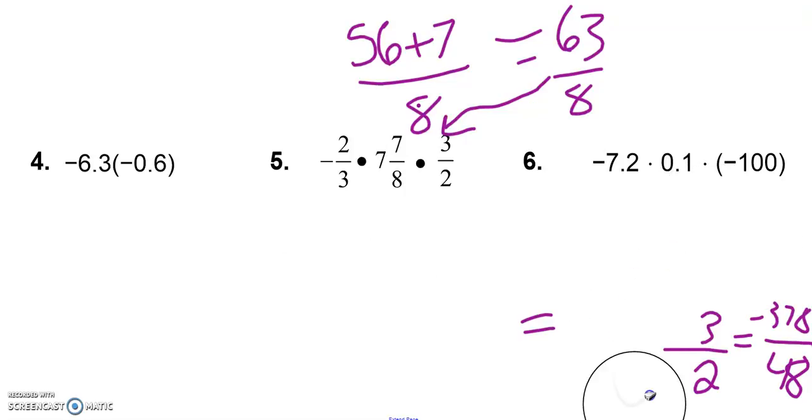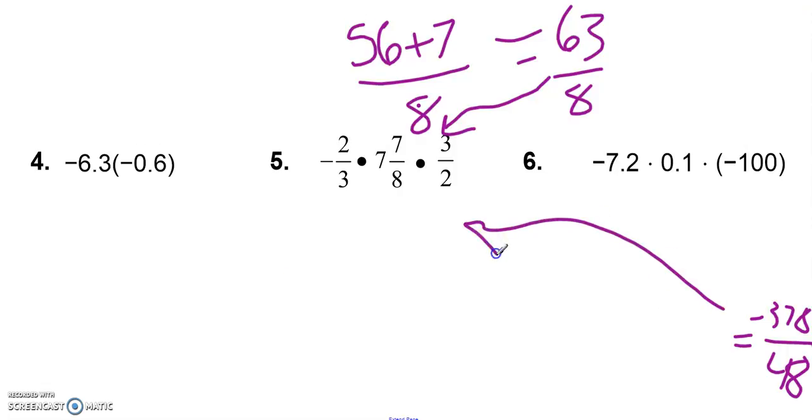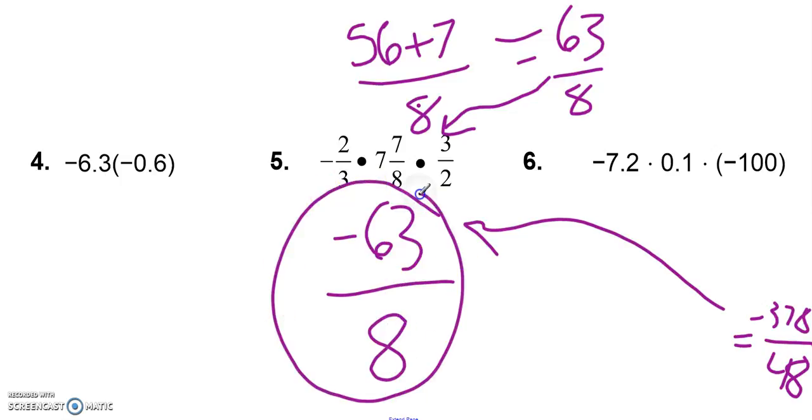Okay, so this was our answer, but that is not simplified because I can see that 6 goes into, since these are 8s, there's going to be like an even number multiple that goes in there, and I know that 6 goes into both of these. So -378 divided by 6 is going to give me -63, and then 6 goes into 48 8 times, and this is our answer.